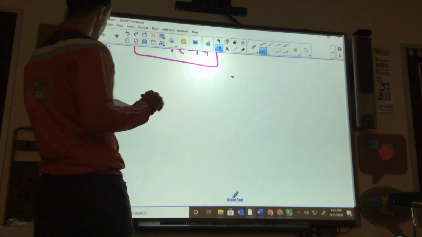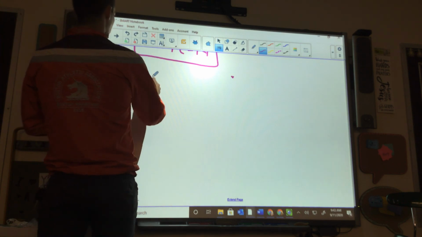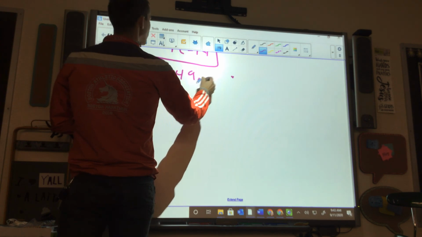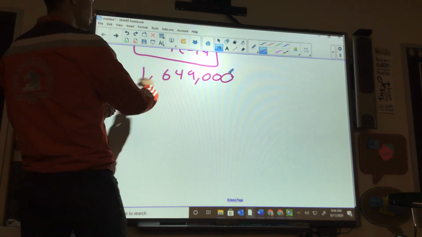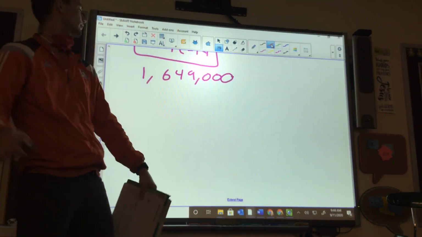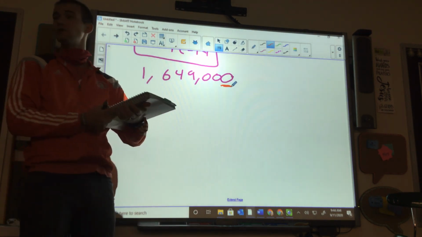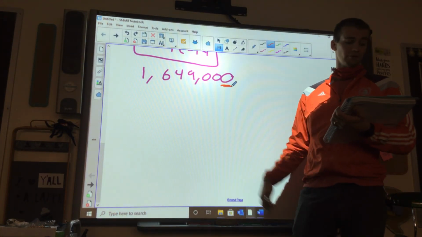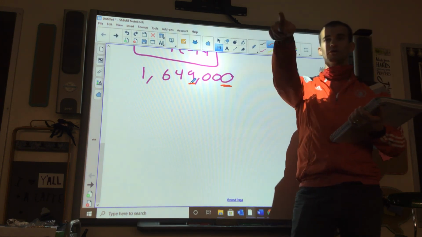It's got each digit of a number has a value and place. So if you've got 1,649,000, we're just pointing out which place each of them are in. So if I say it, I want you in class to tell me which place it is. So I'm going to underline one at a time, and you tell me what place value it is. So the 9 is in the thousands.